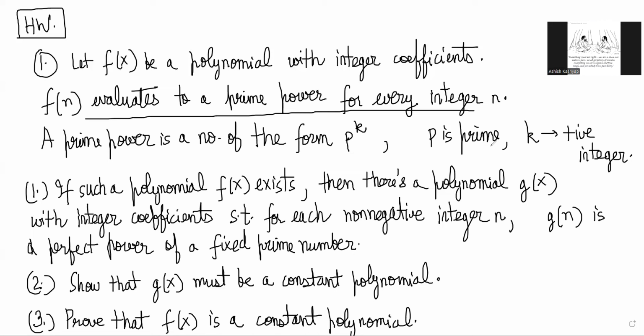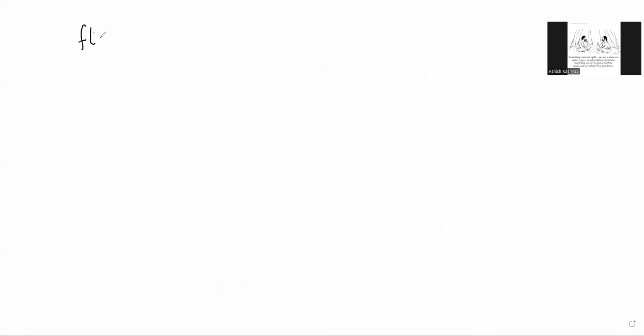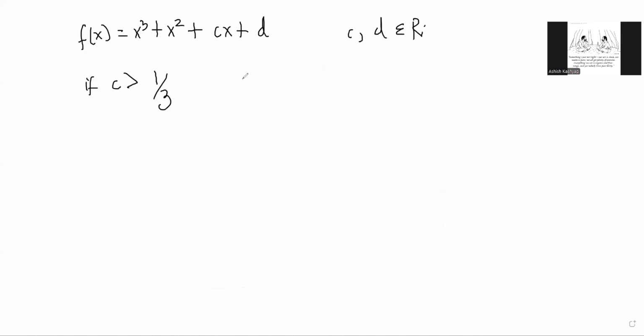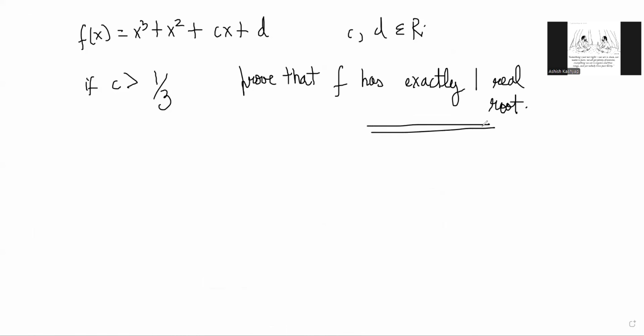The third one is a calculus-based question. You have to take derivative. If you take a derivative, it will come. In the third one, the question was f of x is x cubed plus x squared plus cx plus d, where c and d belong to real. And if c is greater than 1 by 3, you have to prove that f has exactly one real root. Has anybody else done this question? Nobody has tried the question. No, sir, I was also stuck on this one only.